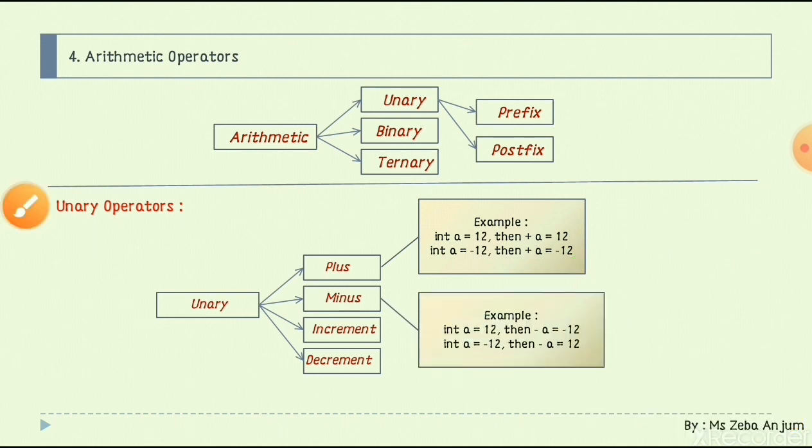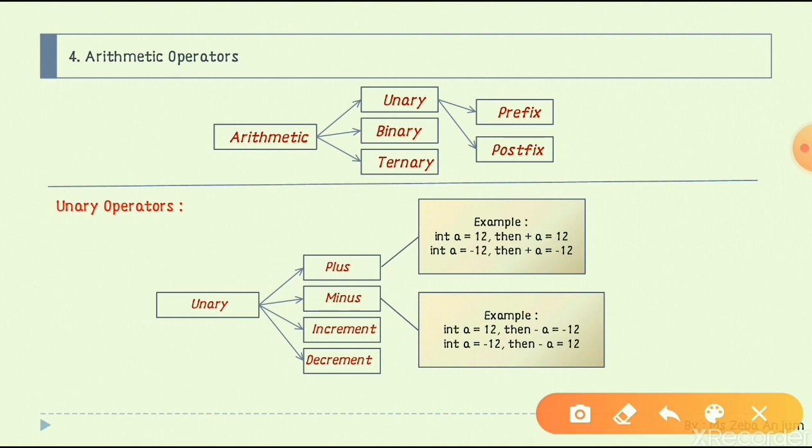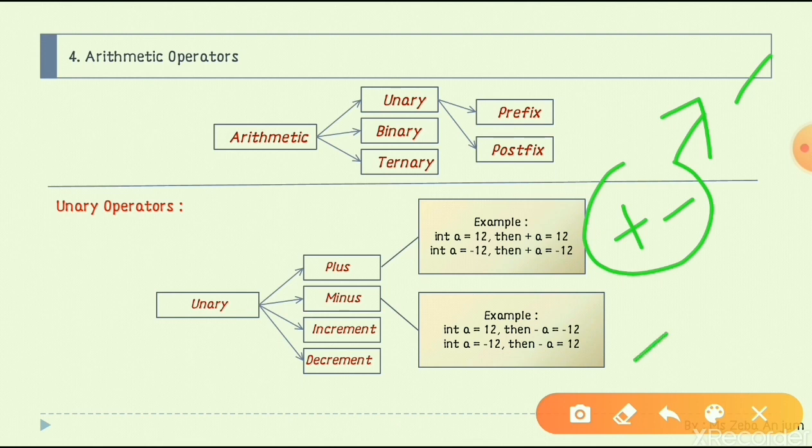Coming towards minus, again we have a equals 12, and if we perform the minus operation there, then obviously the answer will be negative. That is why your answer is minus 12. In the second line, if a's value is already minus 12 and again you apply minus a, then minus minus will become plus. That is why your answer is plus 12.